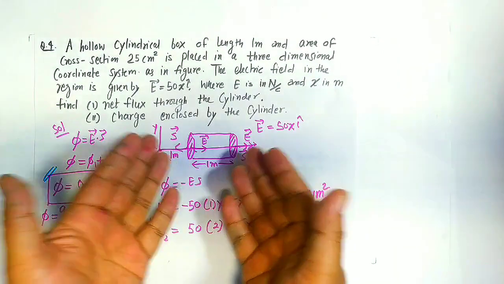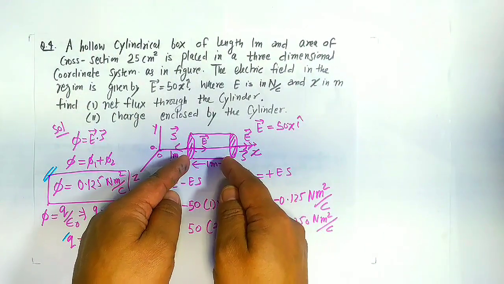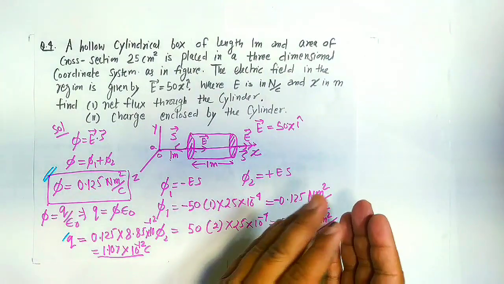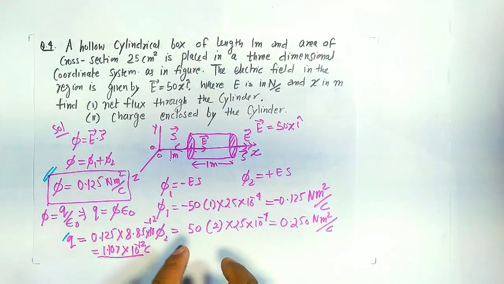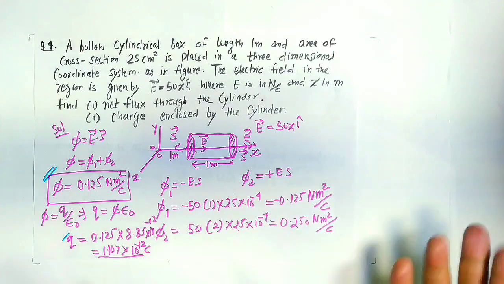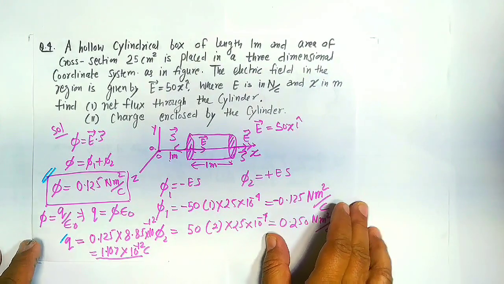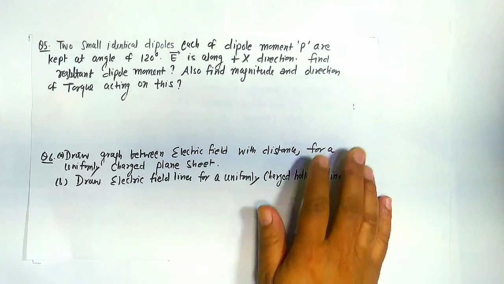In place of this, in some questions you will find that there is a cube kept here. The concept is the same: left and right, you add them. Left is negative, right is positive. Okay, so this is question number 4. Now come to question number 5.